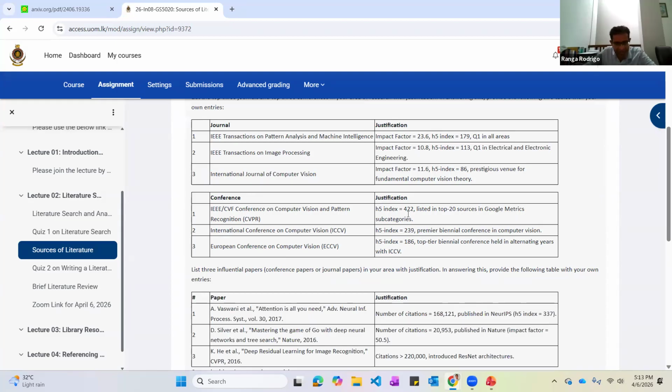Then the conferences, I'm giving the H5 index, listed in top 20 sources in Google Metrics subcategories. Like that. So, if you do not have conferences, please give 6 journals.